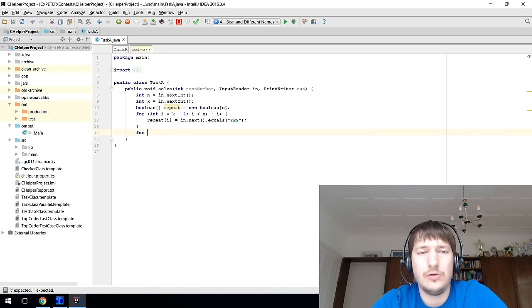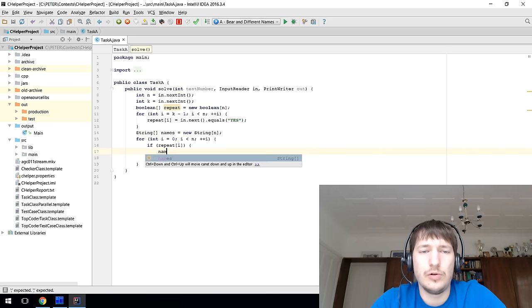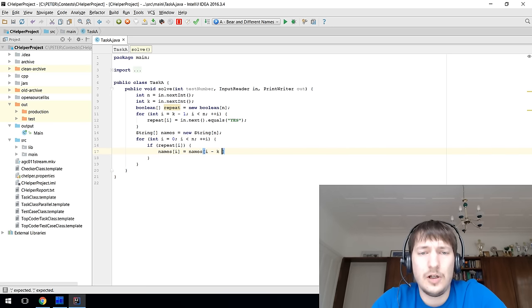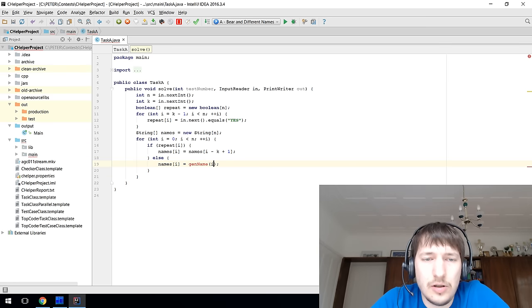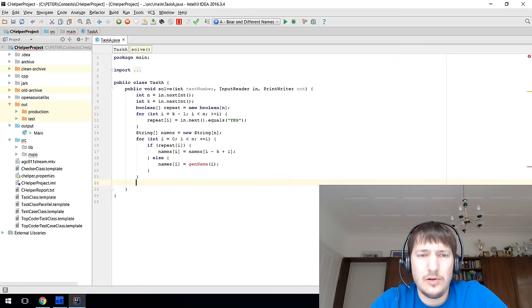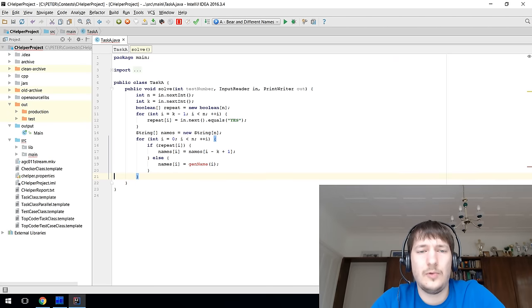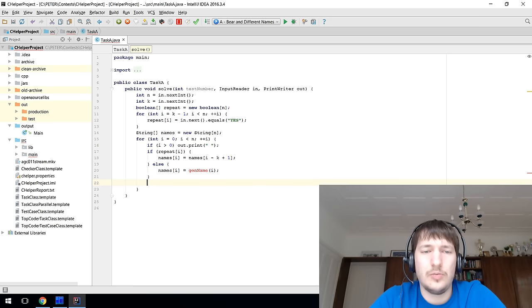Okay, string names. So we have names. So if repeat, then we just borrow an old name, I minus k plus 1, otherwise we generate name given this number. And finally, we print the names. We can do it in the same loop. If I is more than 0, print the space. Then we print the name. And then we print line.